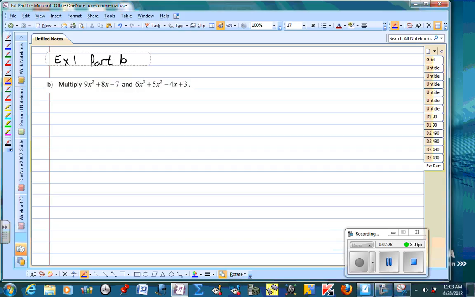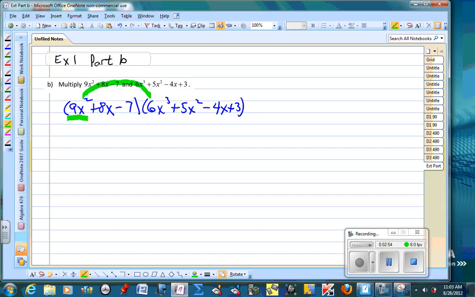Let's start just by copying on the problem that we're asked to do. We're going to take this quantity, 9x squared plus 8x minus 7, and multiply by the quantity 6x cubed plus 5x squared minus 4x plus 3. Okay, now we're going to start by distributing one term at a time. We're going to distribute the 9x squared. So do 9x squared times each term in the other quantity.